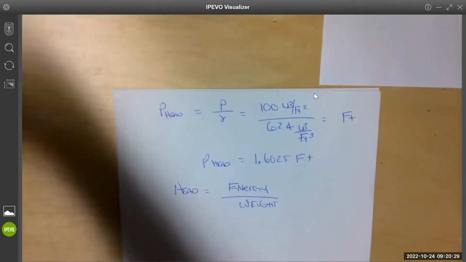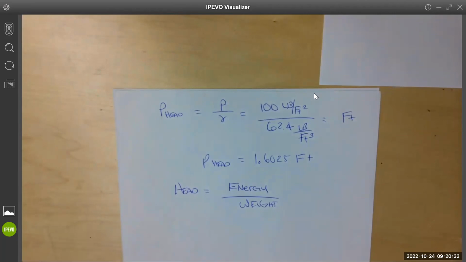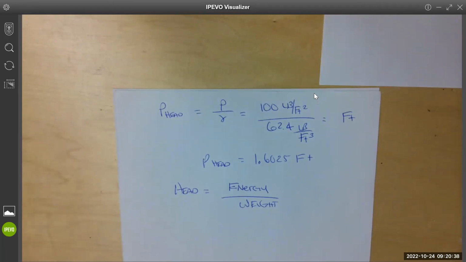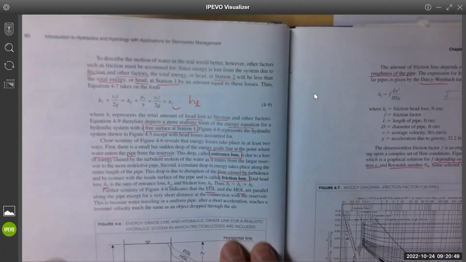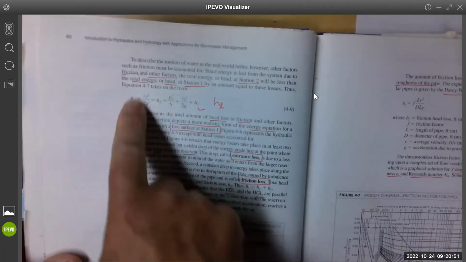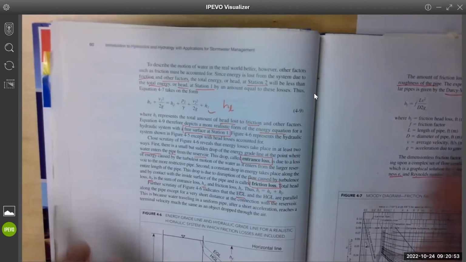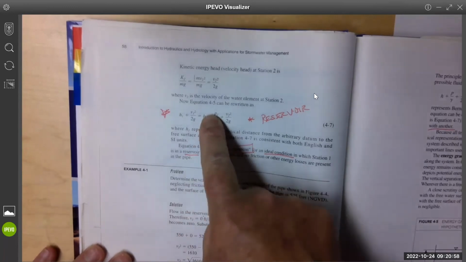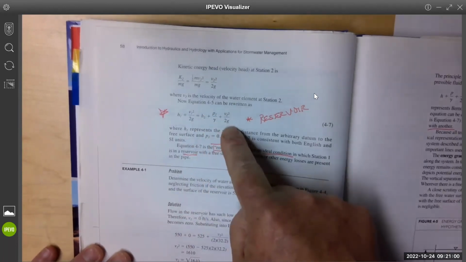No, there should be an F in the equation. Is that correct? Okay, let me look at their notation here. Oh, they're not introducing F yet. So this doesn't have a friction loss in it yet. Where's their, oh, here we go. This doesn't have a friction loss in it yet. Right, that's the one we're looking at? Yeah. Yep.